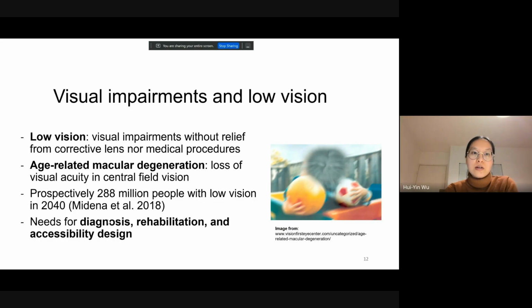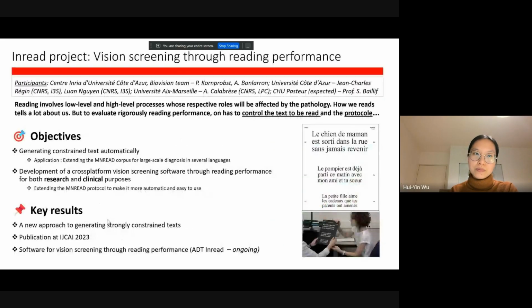And specifically in our team, we're interested in age-related macular degeneration, which is the loss of visual acuity in the central visual field. And so you can see a visualization of this on the figure on the right. And prospectively in 2040, there will be 288 million people worldwide living with low vision conditions, which introduces strong needs for diagnosis, for rehabilitations, and for accessibility design.